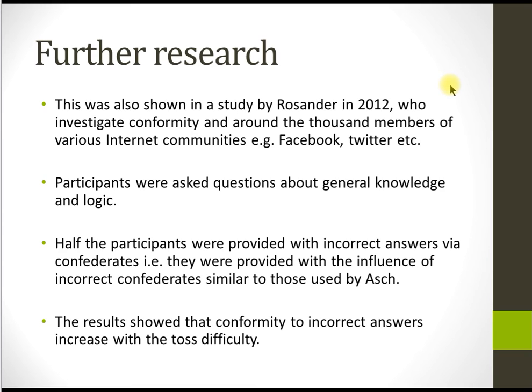So further research by Rosander investigated conformity of people who are part of internet communities such as Facebook and Twitter. Participants were asked questions about general knowledge and logic. Half the participants were provided with incorrect answers via confederates, with the influence of incorrect confederates similar to those used by Asch. The results showed that conformity to incorrect answers increased with task difficulty. So this backs up Asch's variation findings.